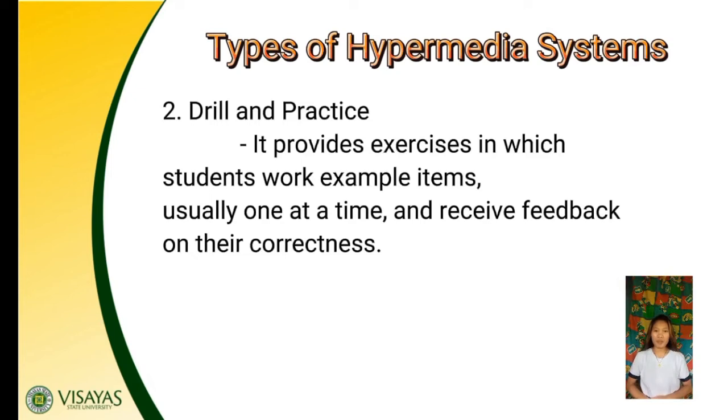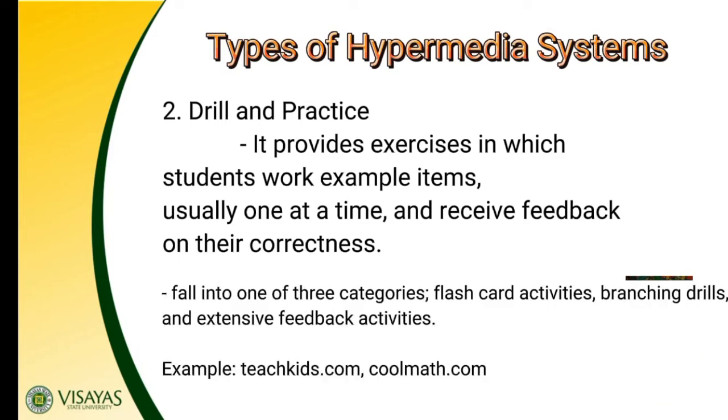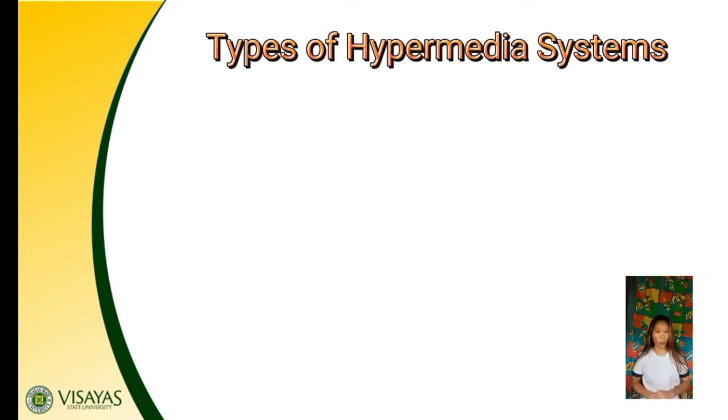Drill and practice. It provides exercises in which students work example items, usually one at a time, and receive feedback on their responses. The types of responses are simple: yes, no, and try again. It is used as a means to learn new content or to review content. Drill and practice software can fall into one of three categories: flashcard activities, branching drills, and extensive feedback activities. Examples of these are teachkids.com and callmat.com.